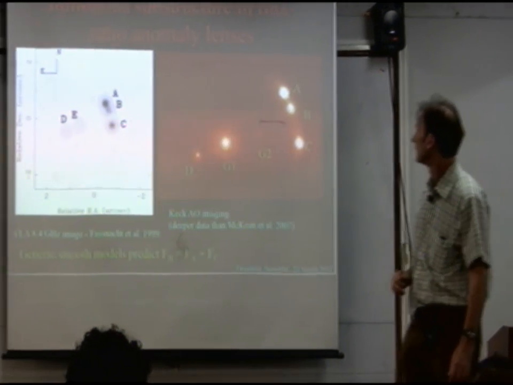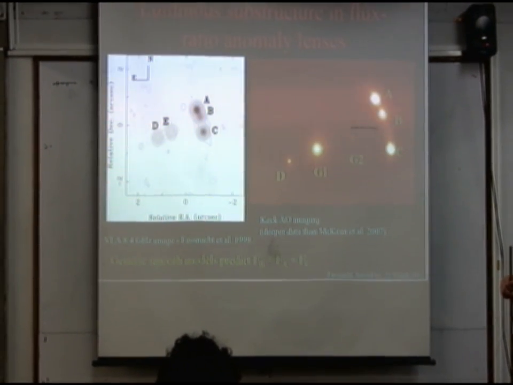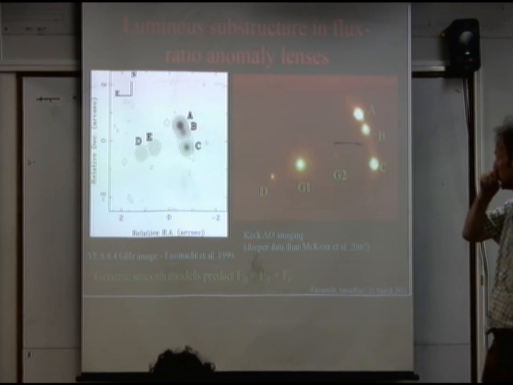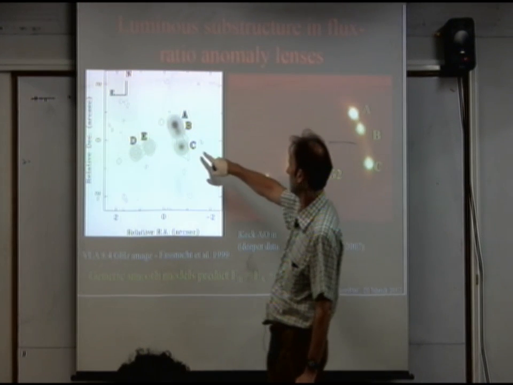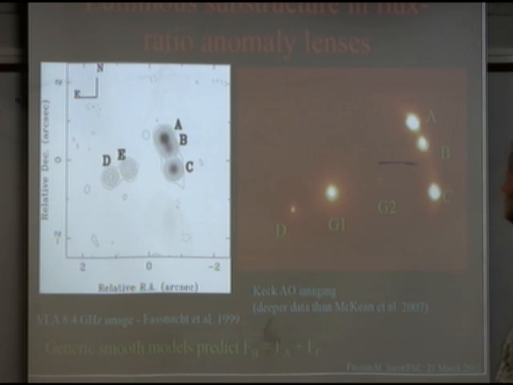Another way to look for substructure is not to look for residuals in these models, but to go back to these 4-image quasars. In fact, here we have this case. I'm not sure whether this is the lens now or whether this is actually a detection of the 5th image in this quasar.